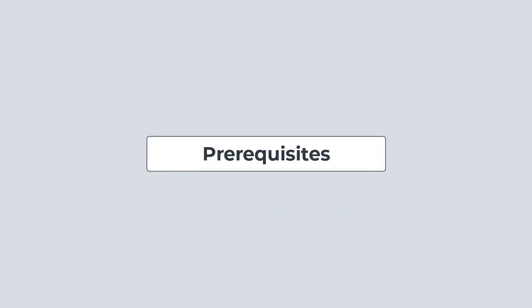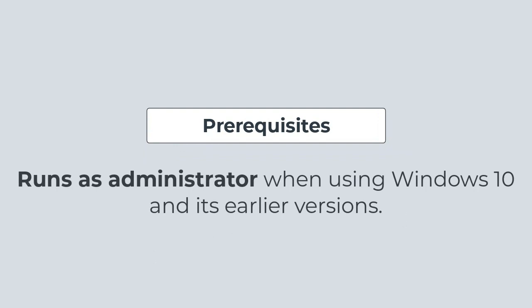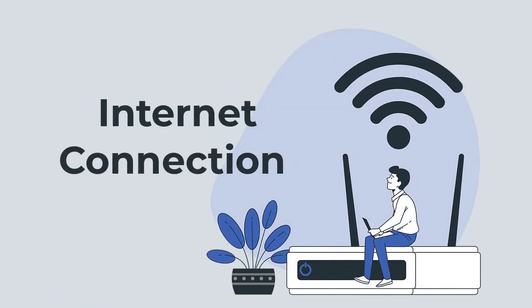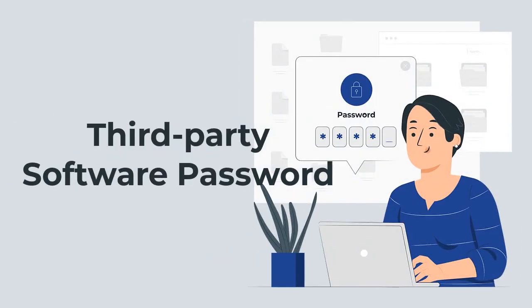The prerequisites of this third-party software include: the software runs as administrator when using Windows 10 and its earlier versions. At the time of email account login in the tool, you need to provide a proper internet connection. A third-party software password is required before email account sign-in. Now, let's check out the working procedure of this MBOX Converter software in detail.